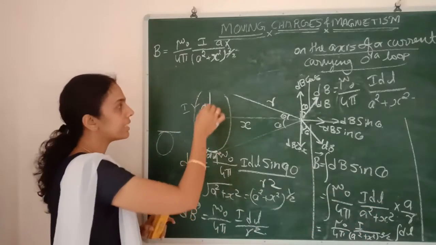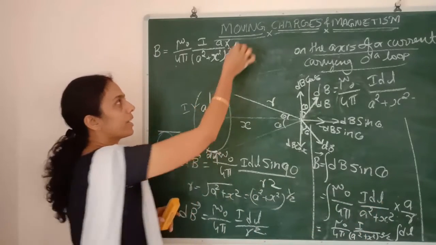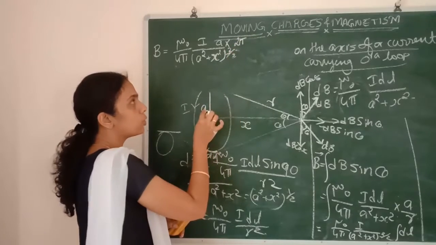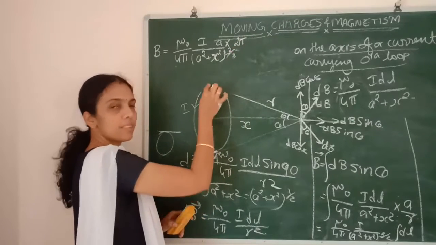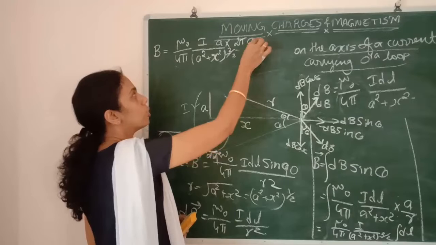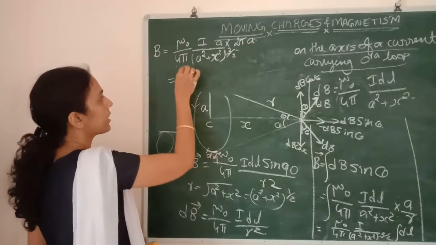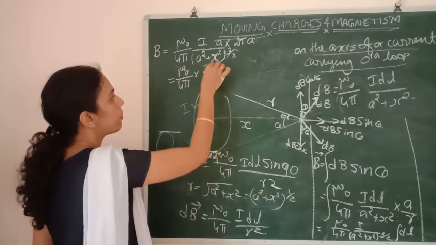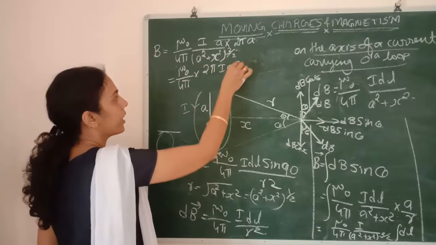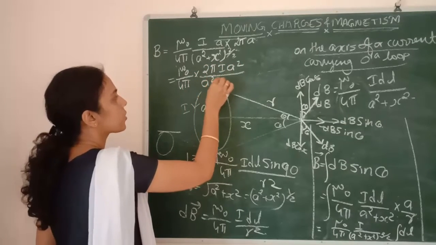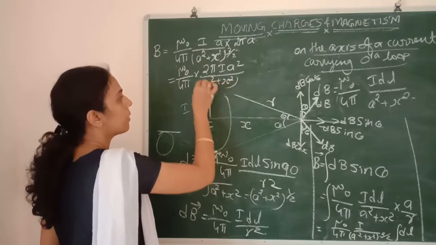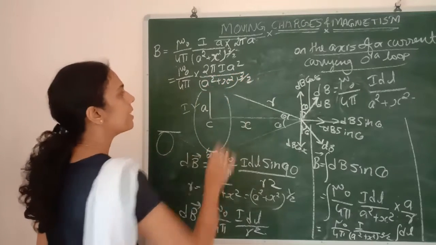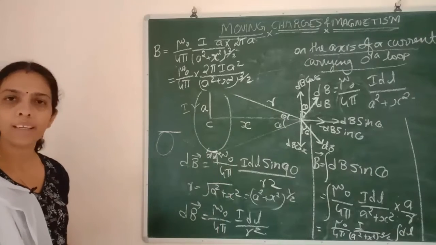What is integral dl? 2 pi a square, isn't it? 2 pi r is 2 pi, here what is the radius of the circle? A. So 2 pi a you will get. So the final answer is mu 0 by 4 pi into 2 pi I a square divided by a square plus x square the whole power 3 by 2. This is the final answer which you will be getting.